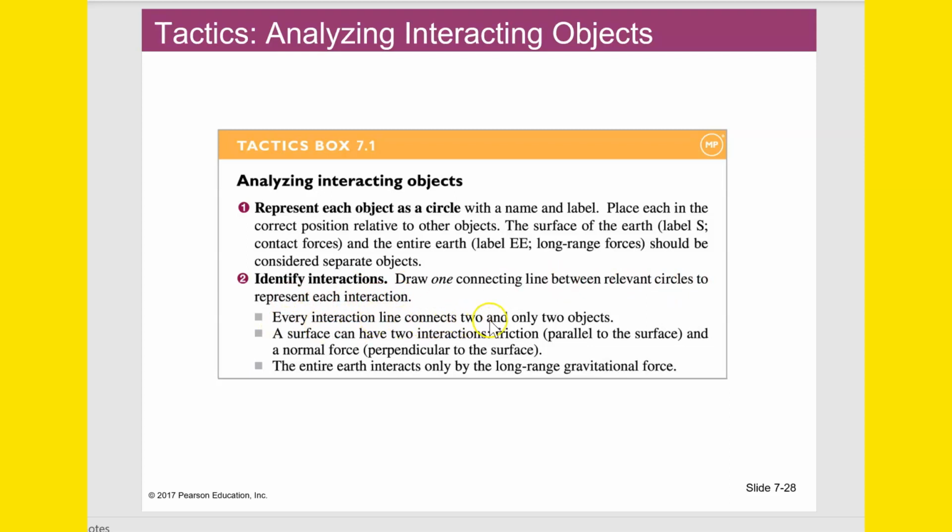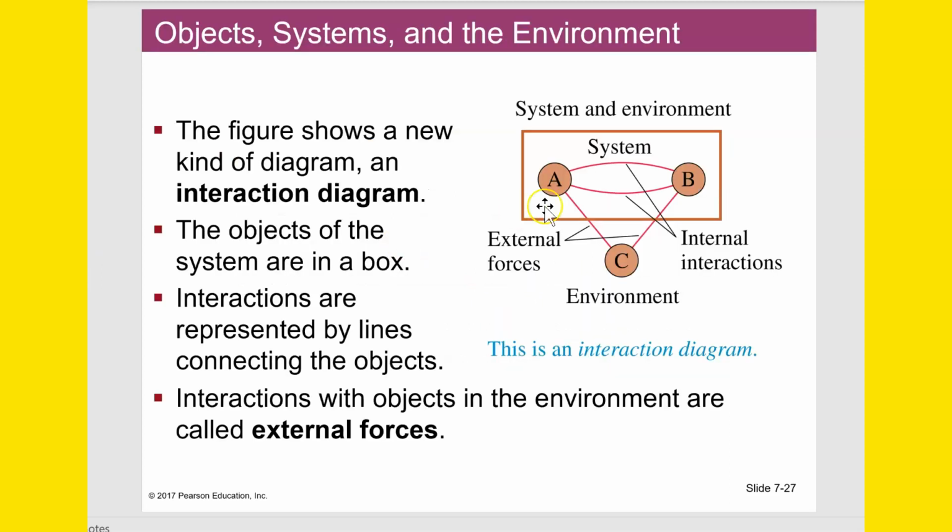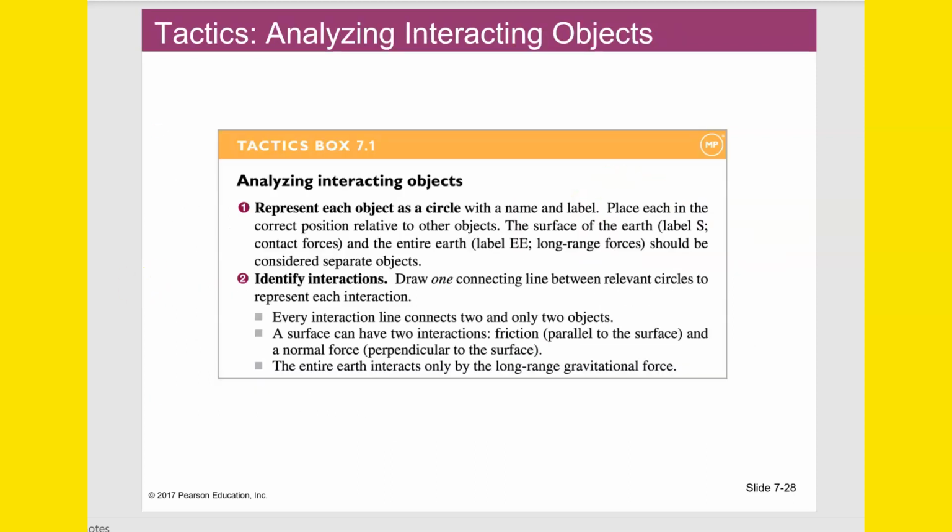Every interaction line connects two and only two objects. So I think it's saying that every line in this diagram represents a pair of forces. Like this line would be the force of A on B and B on A in that one line. This would be the force of A on C and the force of C on A in that one line. I think that's what it's saying, but I'm not 100% sure yet. This part always confuses me. It'll be clarified in a little bit.